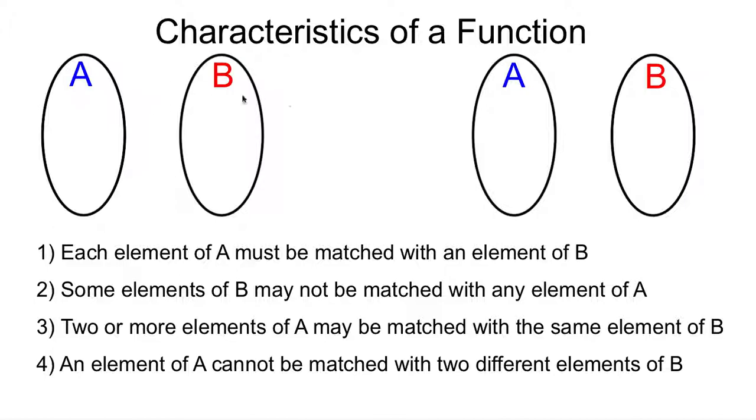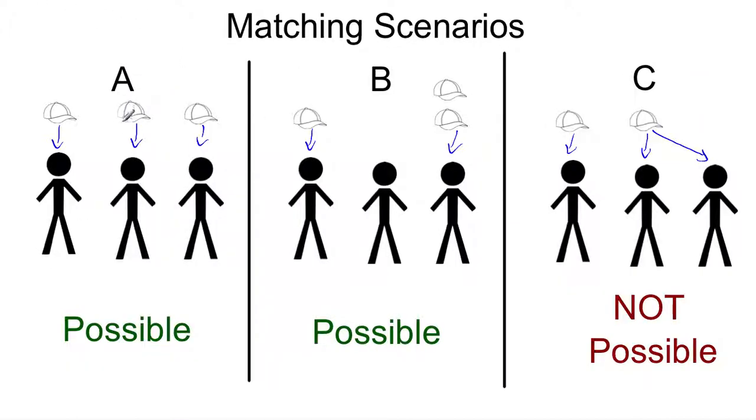And so here are characteristics of functions that will help us to understand this. So I have these two subsets, A and B, over here. And so we're going to say that each element of A must be matched with an element of B. That is a function. So I have some elements in A, some elements in B, and so this is one possibility, right? Each element of A must be matched with an element of B. This is what we had in the first scenario, where each hat matches each person.